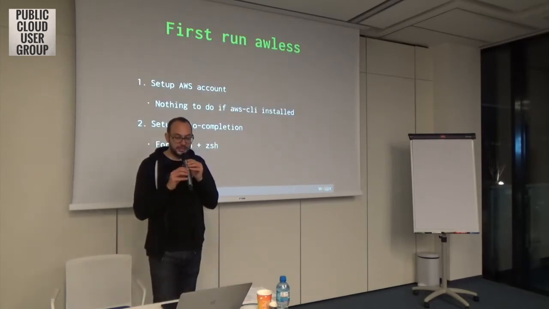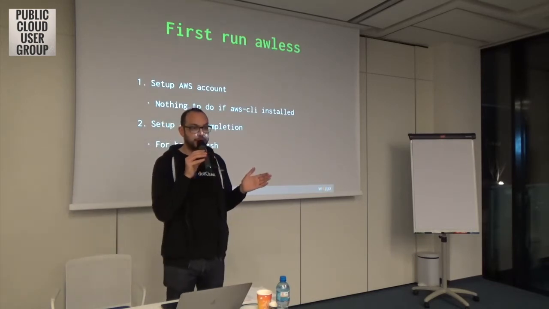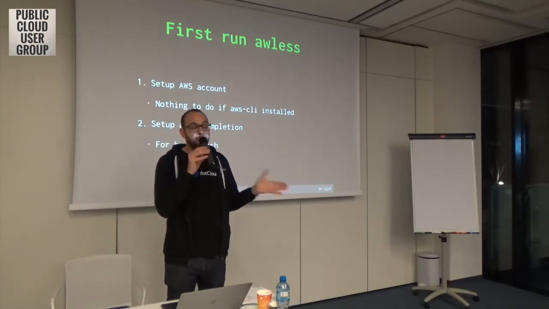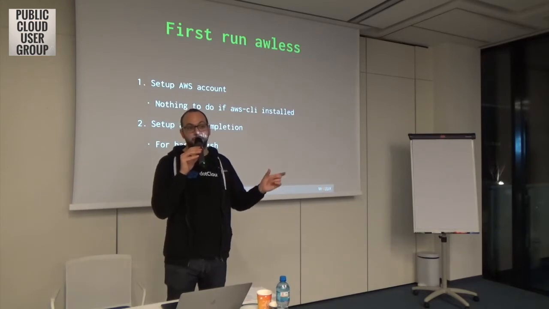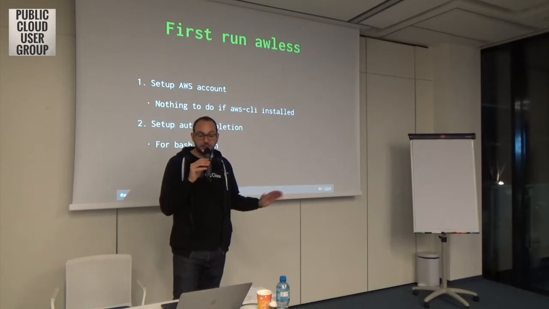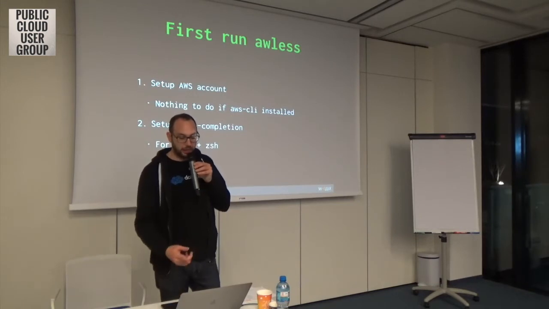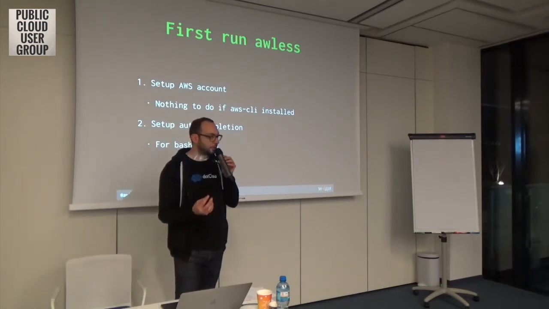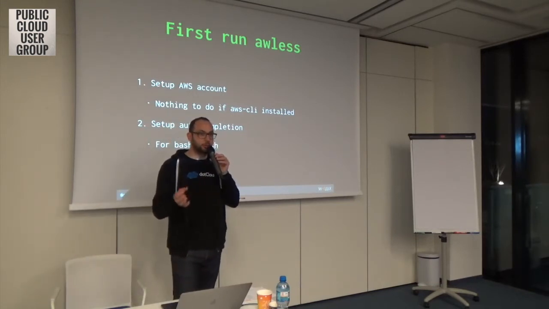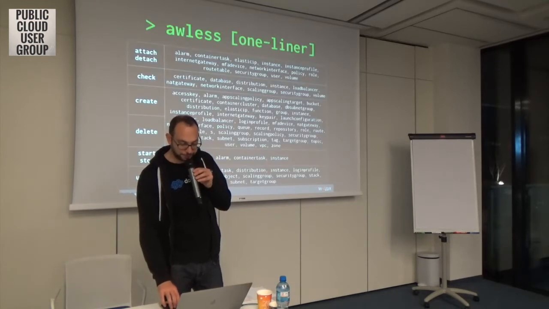When you run AWLESS the first time, if you already use the AWS CLI, which means you have your credentials in the .aws directory, there is nothing to do. It will go there and grab the access to AWS from there. You can also use a command called awless completion, which you put into your ZSH-RC or Bash-RC, so you will have auto-completion.